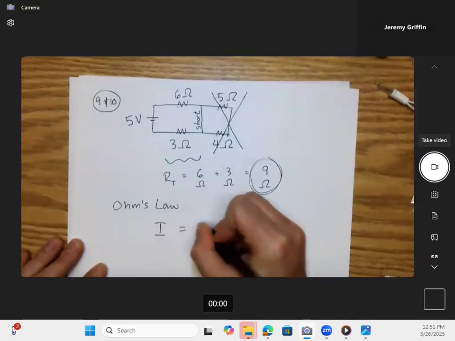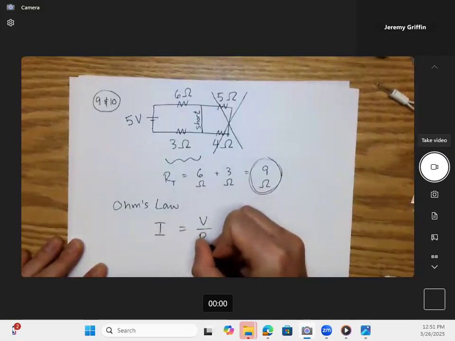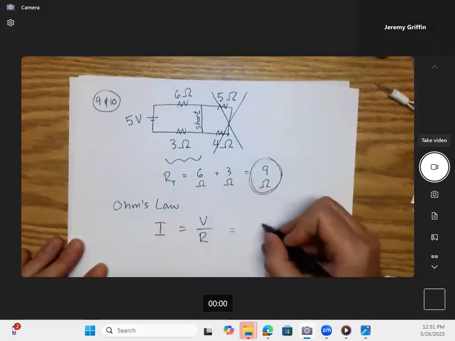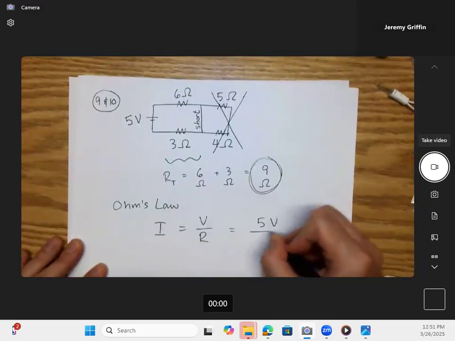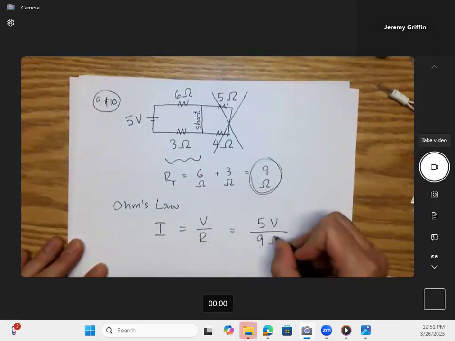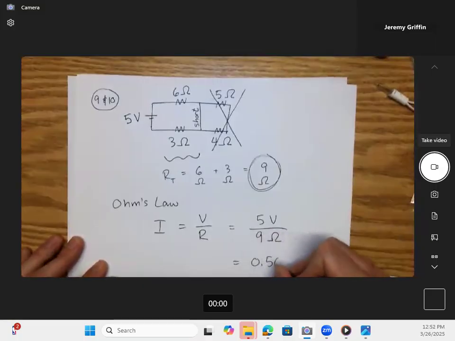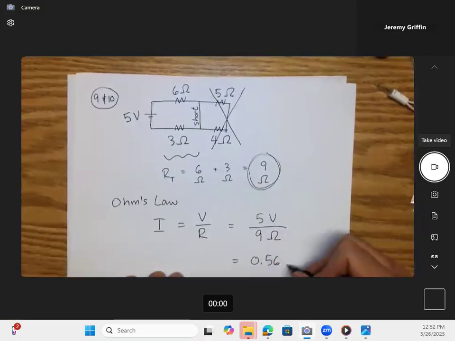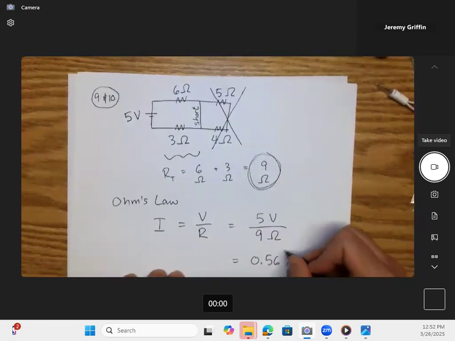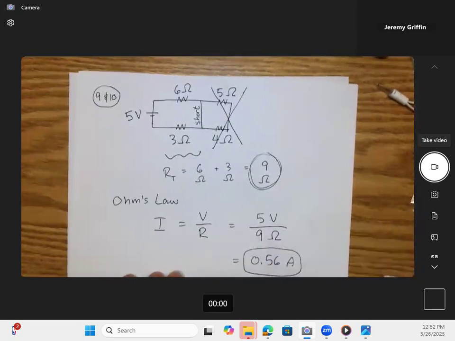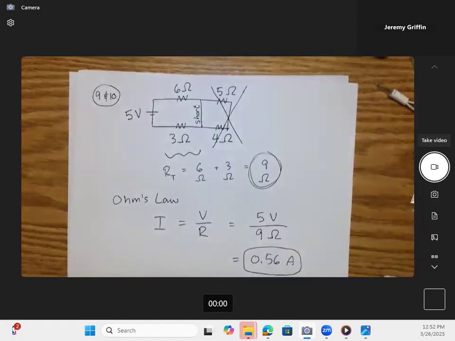Current is potential difference over resistance. So in this case, I got 5 volts. I got 9 ohms. Be like 0.56. Oh, and guys, what's the unit for current? Current is measured in amps. So for me, it's that many amperes, that many amps. Is that a number on my page? Yep, I see that number on my page.